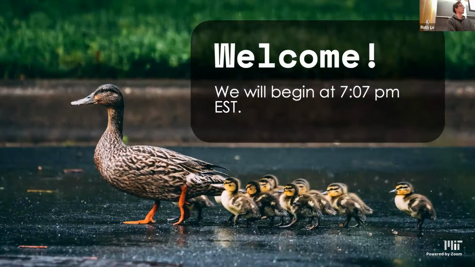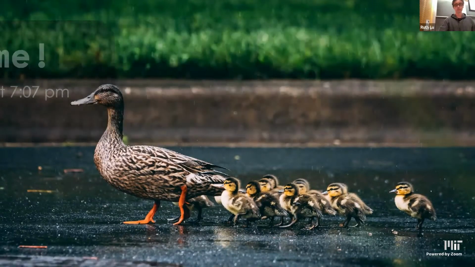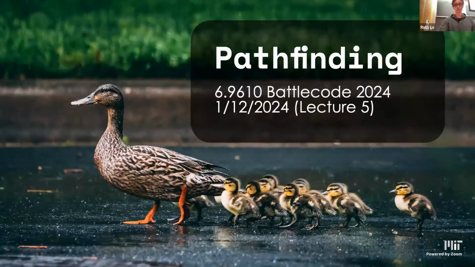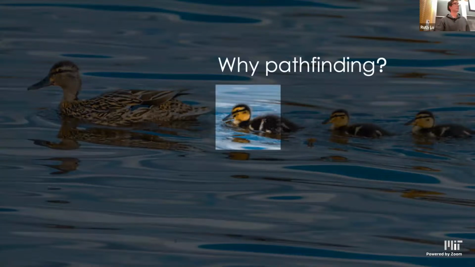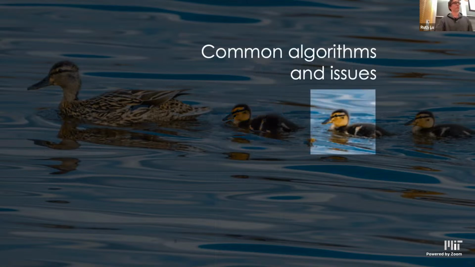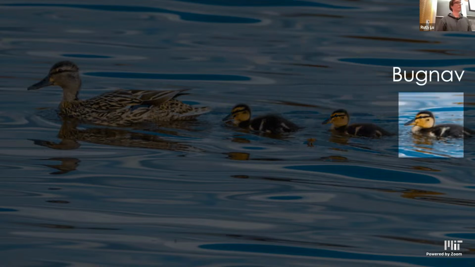Today, we're going to be talking about pathfinding. The things we're going to go over today is first, we're just going to look at why a good pathfinding algorithm is important for the success of your bot. We're going to go over a few algorithms for pathfinding and look at the trade-offs of each one and look at some issues that you could run into. And then we're going to do some live coding and implement 3 different types of the bug nav algorithm.